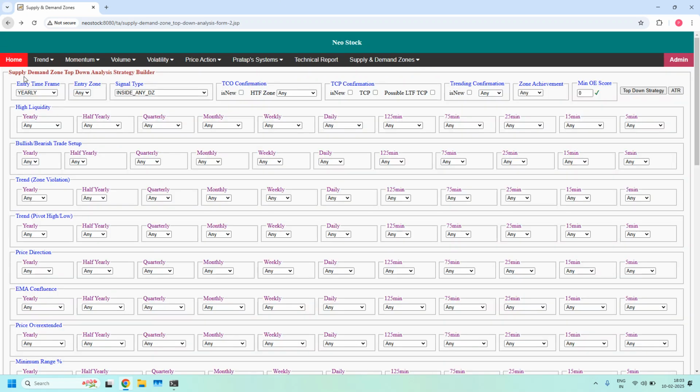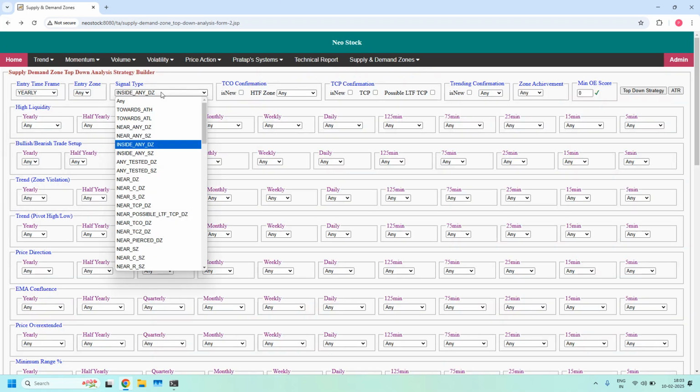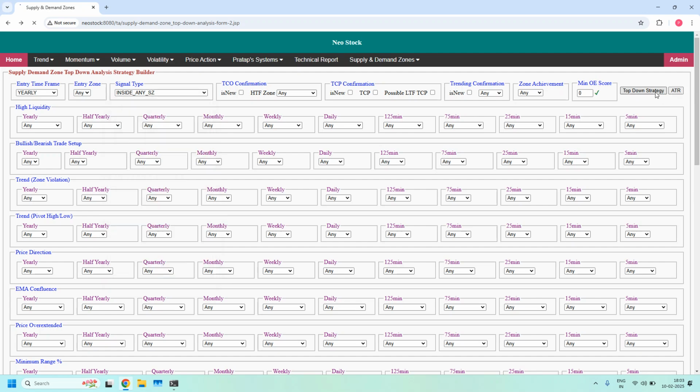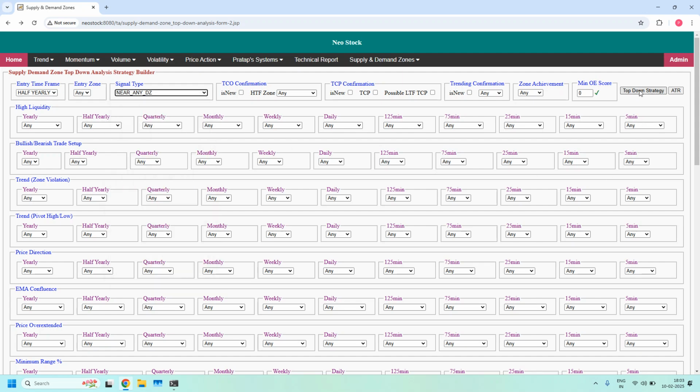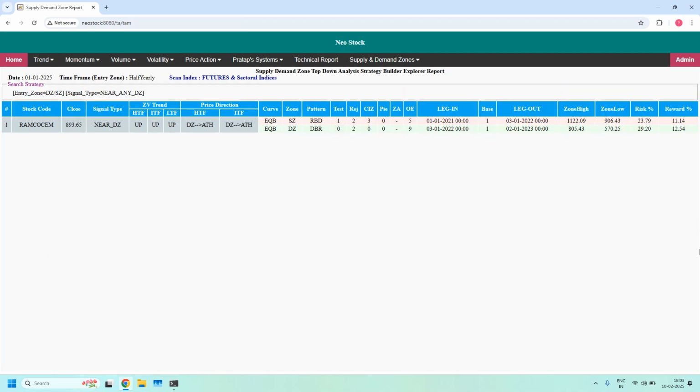Okay, next, yearly time frame. Price closed inside the yearly supply zone. No stocks are available. Next time frame is half yearly. Stocks near half yearly demand zone. 1 stock is filtered.